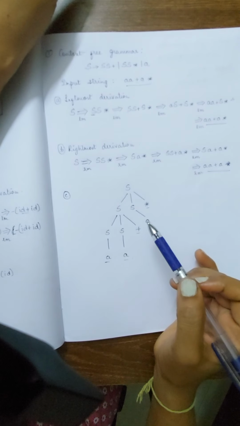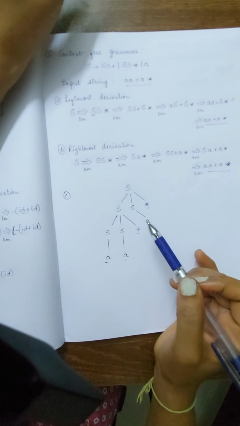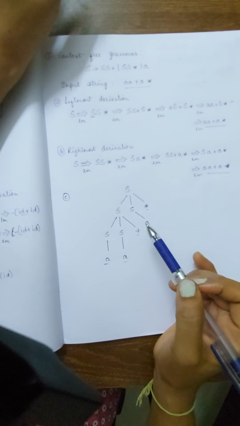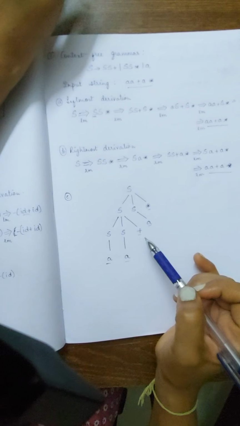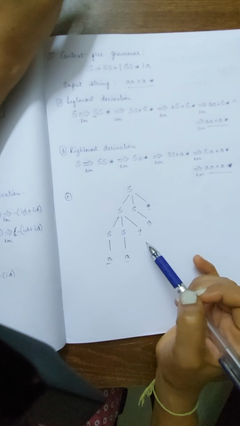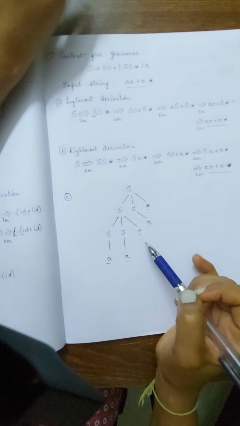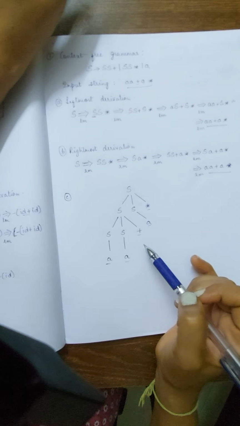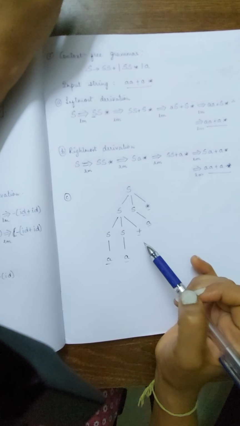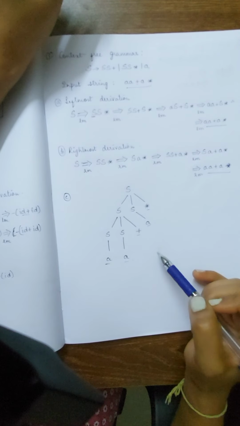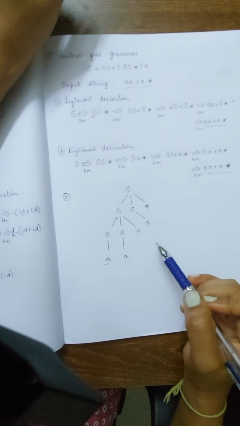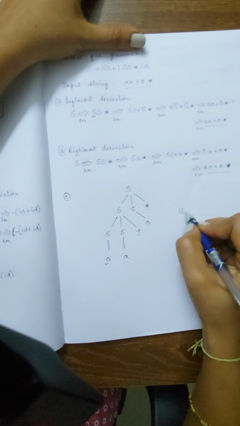So for a grammar, if we are able to draw only a single parse tree for the given input string, that means that grammar is unambiguous. Ambiguous grammar means a type of context-free grammar that produces more than one parse tree. Over here this grammar doesn't produce more than one parse tree, and hence it is unambiguous.